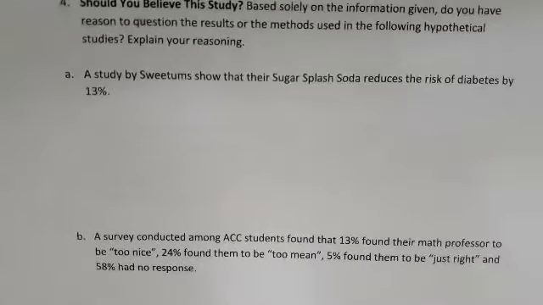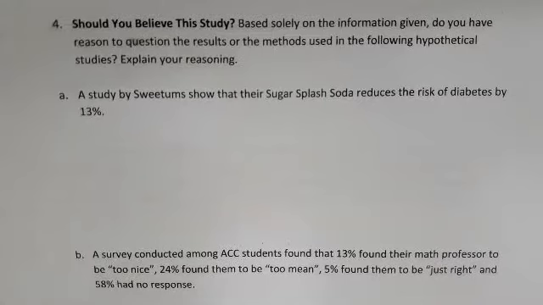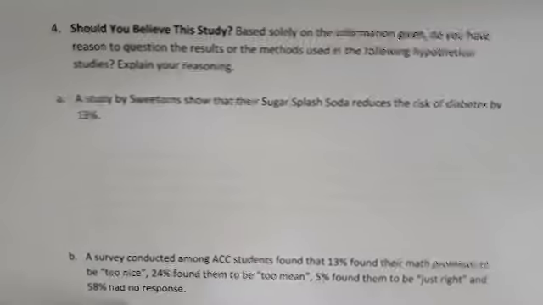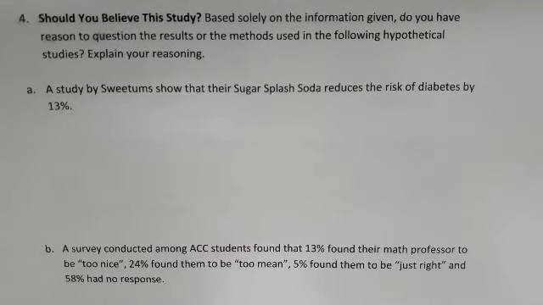Okay, so this, should you believe the study, is the next thing that we're looking at. Based solely on the information given, do you have reason to question the results or methods used in the following hypothetical studies? Explain your reasoning. So this is the thing that you should go back to that first page and look at those 8 rules. Because each of these is really leading you towards one of them. There is a certain one that I really want you to put on these. There are probably other things you could say and other things you could talk about that are also true, but there should be one of those 8 rules that these really lead you into.